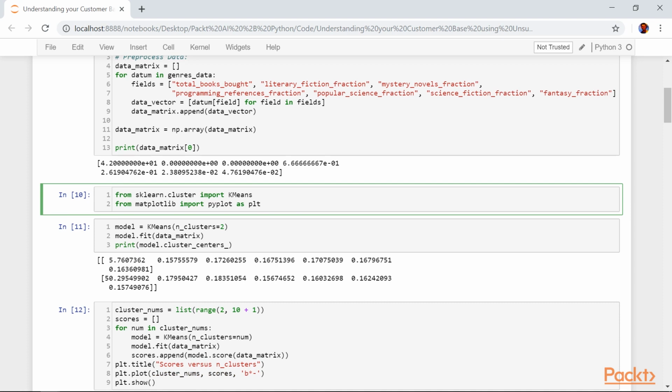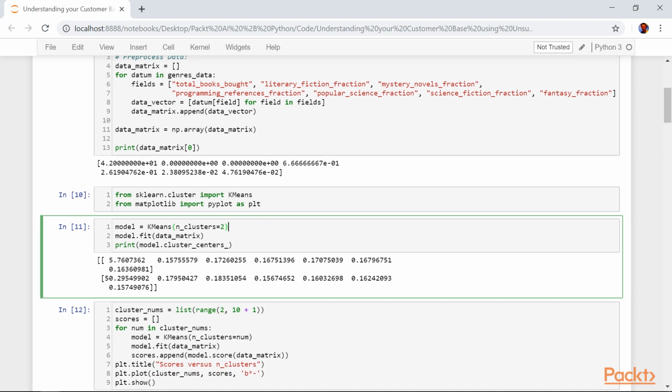And the way that we create the clustering is really simple. We instantiate a k-means object. We have to tell it the number of clusters that we want. We use the fit command to create clusterings on our data. And then we can actually see what the centers of those clusters are.